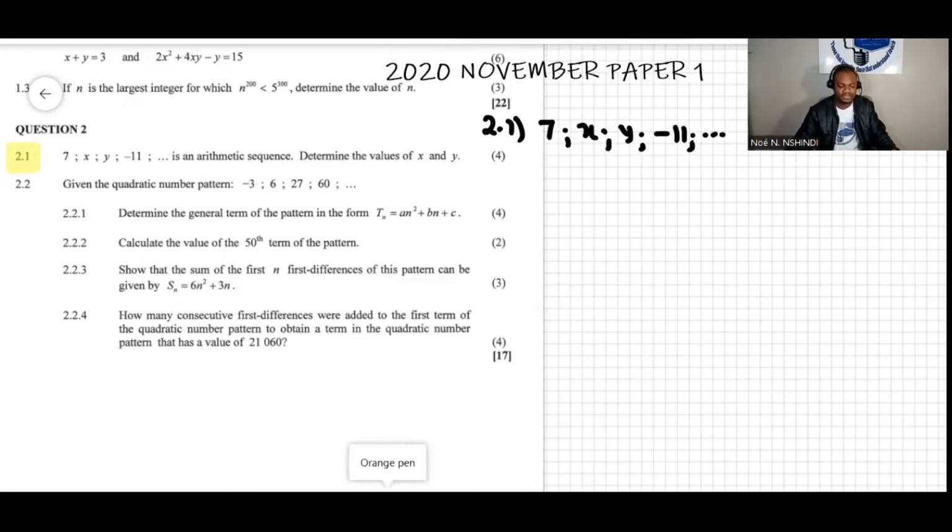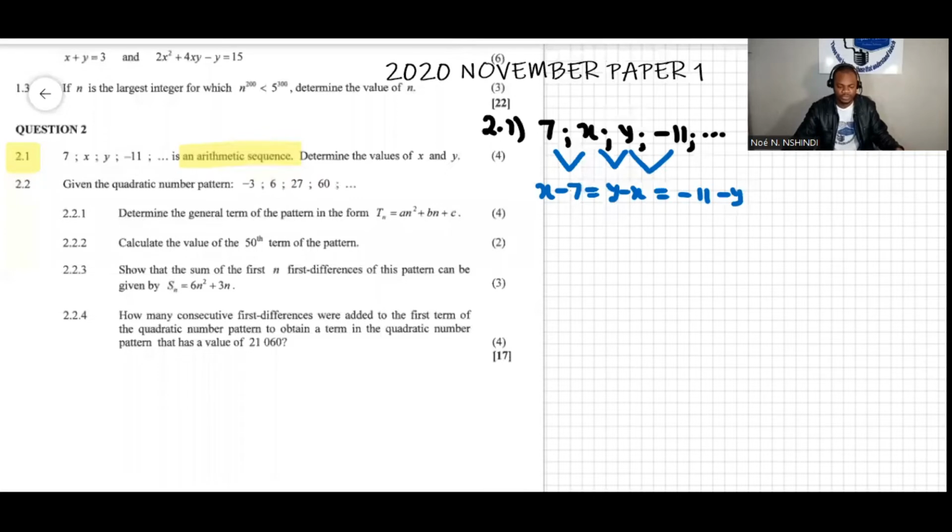Now, the question says that it is an arithmetic sequence, so we need to find the value of x and y. There are some properties for arithmetic sequences. The property says that an arithmetic sequence has a constant difference. So, in other words, x minus 7 is equal to y minus x, and it is equal to negative 11 minus y. They're all equal. Okay. What else can we do here then?